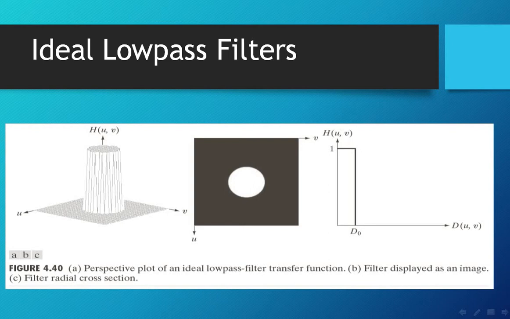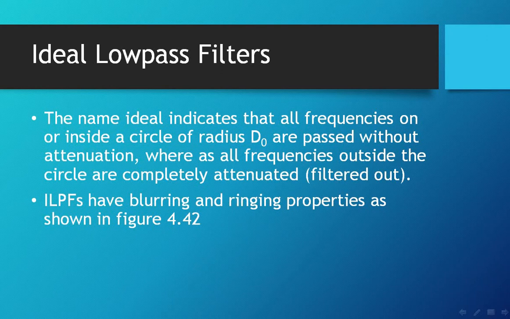The first image is the perspective plot of the ideal low pass filter transfer function, the second image, a circle, shows the filter displayed as an image, and the third image shows the filter radial cross section. The name ideal indicates that all frequencies on or inside a circle of radius D0 are passed without attenuation, whereas all frequencies outside the circle are completely attenuated.